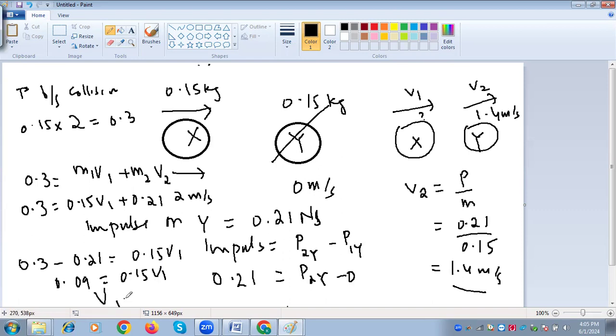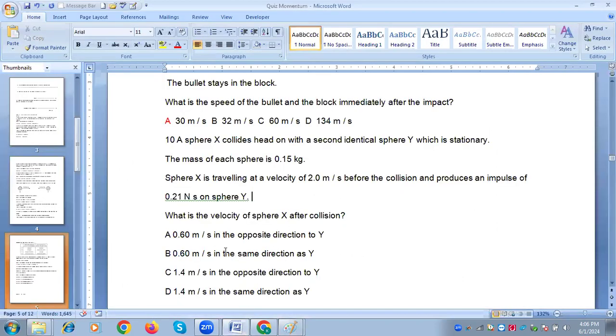The velocity with which sphere X will move is 0.6 meter per second. Since the answer is coming positive, it means towards the right. So what will be the answer here? 0.6 meter per second in the opposite direction to Y, or 0.6 meter per second in the same direction. The right answer is in the same direction as that of Y, because our answer is coming positive, not negative. If it would be negative, we could have written opposite to that.